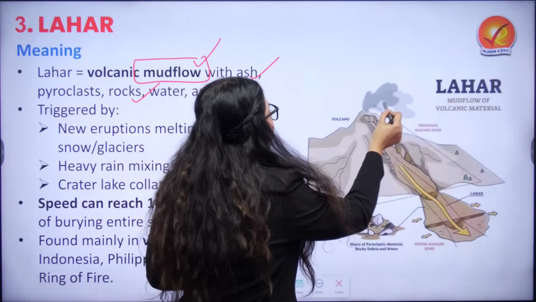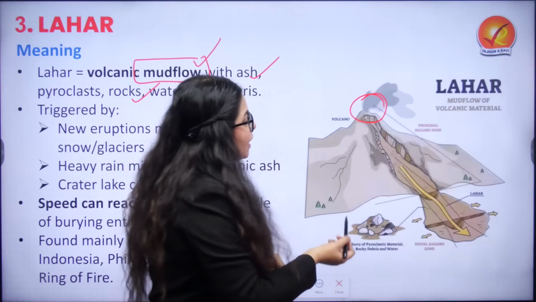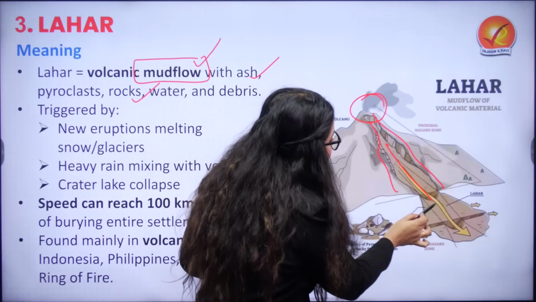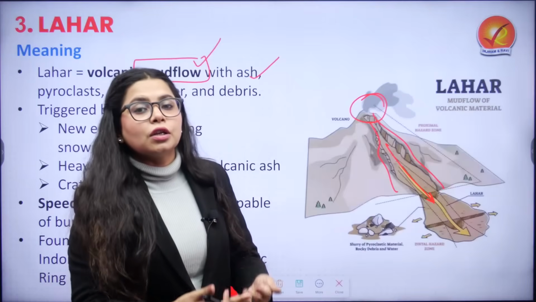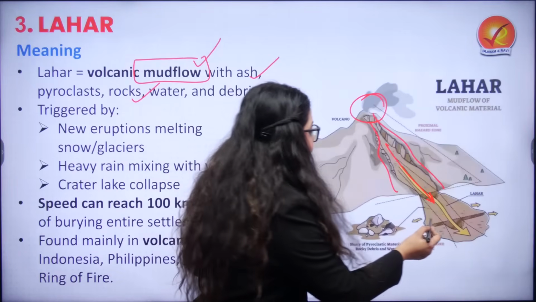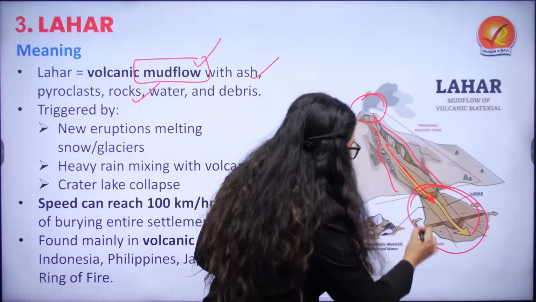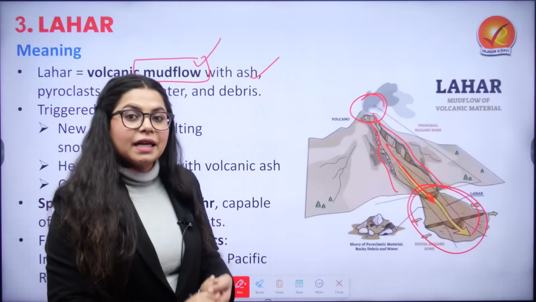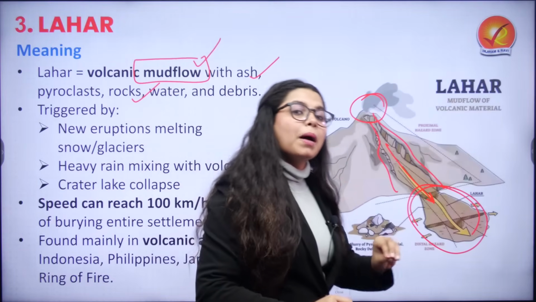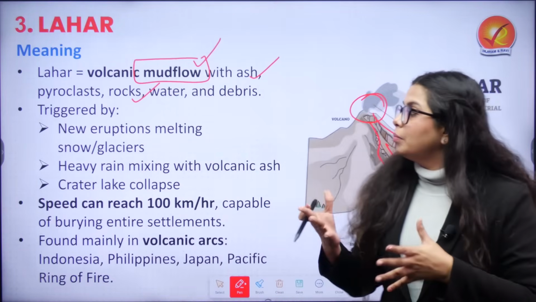If this is the volcano which is erupting, then the mud flow of the rock material present there, which also includes the ash, pyroclasts and rock material, will be a slurry which will include mud as well. So, this is what is known as Lahar. That is the mud flow of volcanic material.